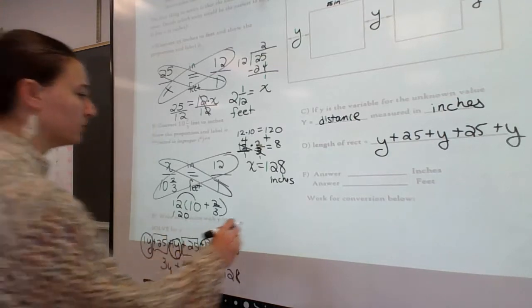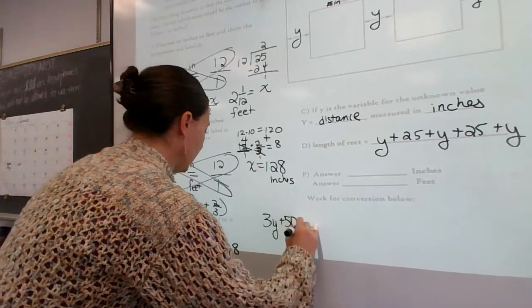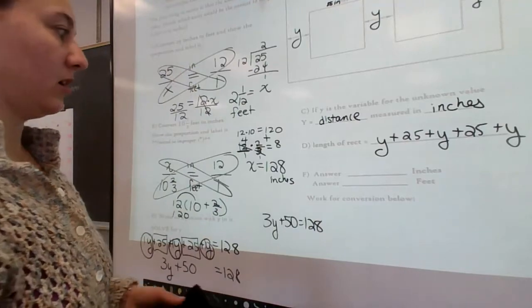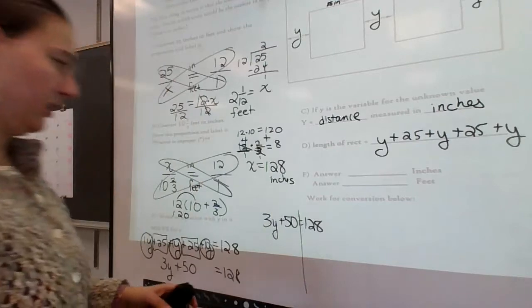Okay, I'm running out of room, so I'm going to rewrite it. I got 3y plus 50 equal to 128. I simplify before I solve. That's as simple as it gets. It's time to solve. Reverse with the inverse.